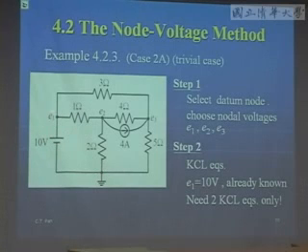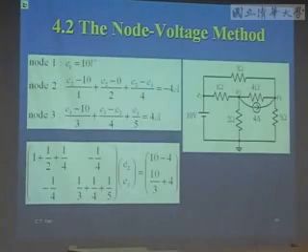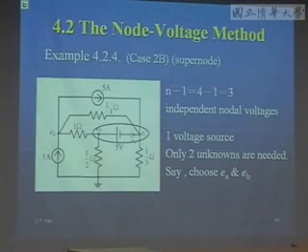So this node voltage is known. You don't need to solve the circuit equations. In fact, we have only two unknowns left for this circuit. So this is a trivial case: the number of circuit equations is reduced. And now for the second case.